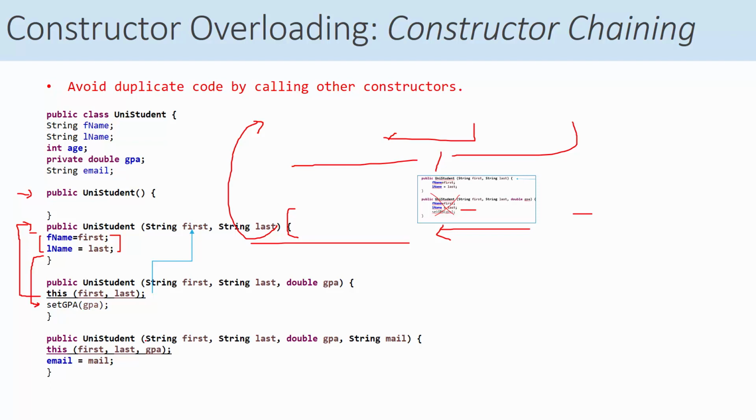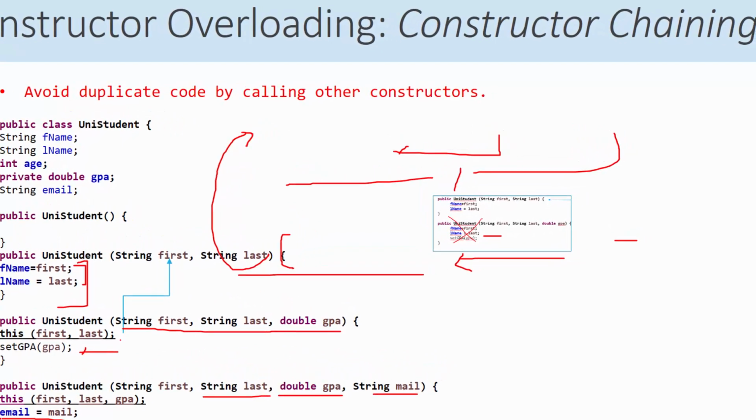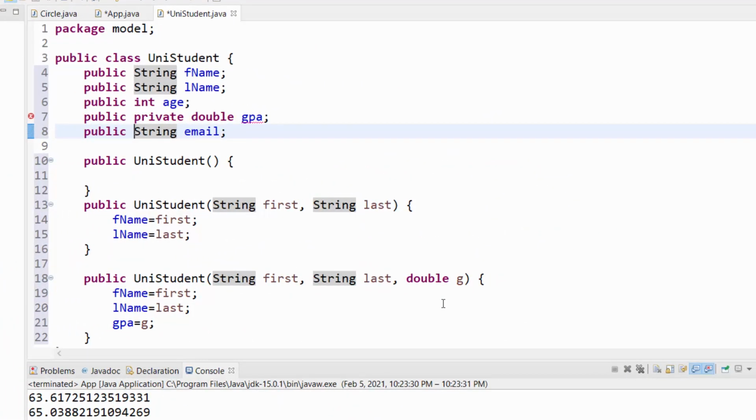If you look at the fourth constructor, it takes GPA, email, last name and first name. So instead of repeating the code again and again, I will call the previous constructor with these 3 variables. The previous constructor is going to call the one before it with only 2 and set the third one. For the last constructor, the only thing I need to set is the email because this is the only new thing in the constructor. Here is our university student.